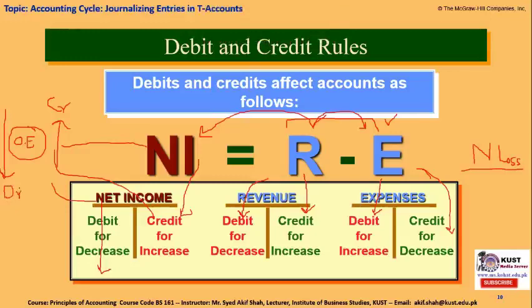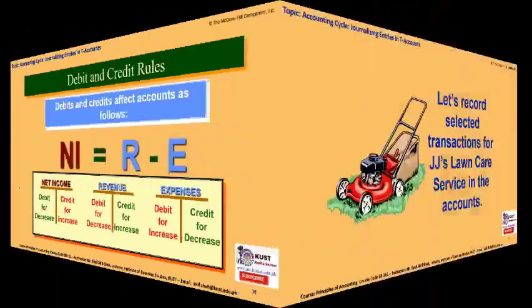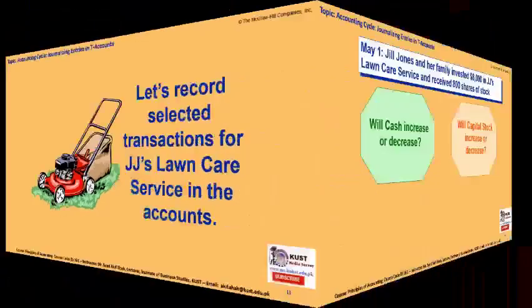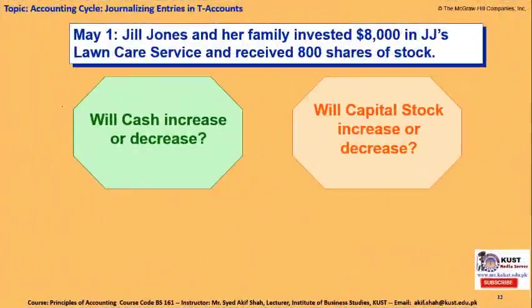Let us see how the debit and credit rules work. Let's record some of the selected transactions for JJ's lawn care service in the accounts, as we are continuing our previous example. On May 1st, Jill John and her family invested $8,000 in JJ's lawn care service and received 800 shares of stock. So the question is, will cash increase or decrease with this JJ lawn care service?